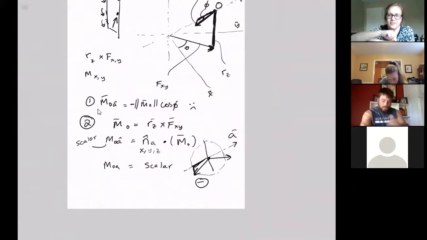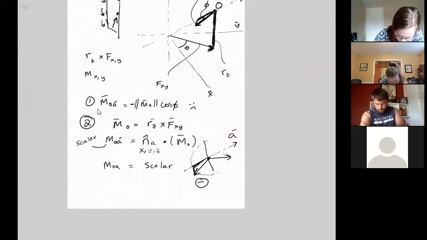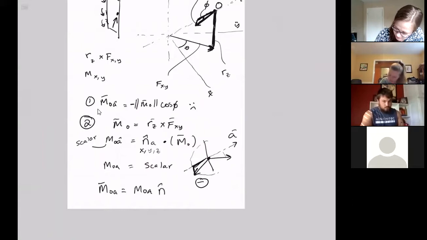So now we need to define that scalar as going along the axis. And how you do that is by multiplying the MOA, because we need a vector, MOA times n of a, and it's going to be negative because we know it's pointing in the negative direction.